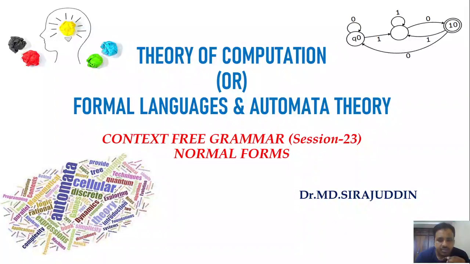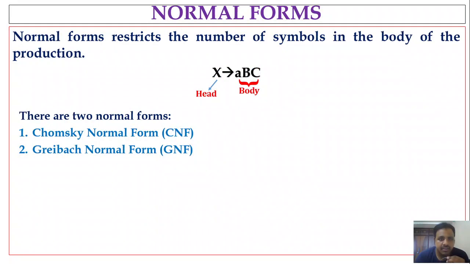Okay, so in the previous session we have seen that the context free grammar can be simplified by applying three techniques. The first one was elimination of useless symbols and productions, second one was the elimination of epsilon productions, and third one was the elimination of unit productions. We have applied all these three techniques for simplifying the context free grammar in the previous sessions. Okay. In today's session, we will learn about this normal form.